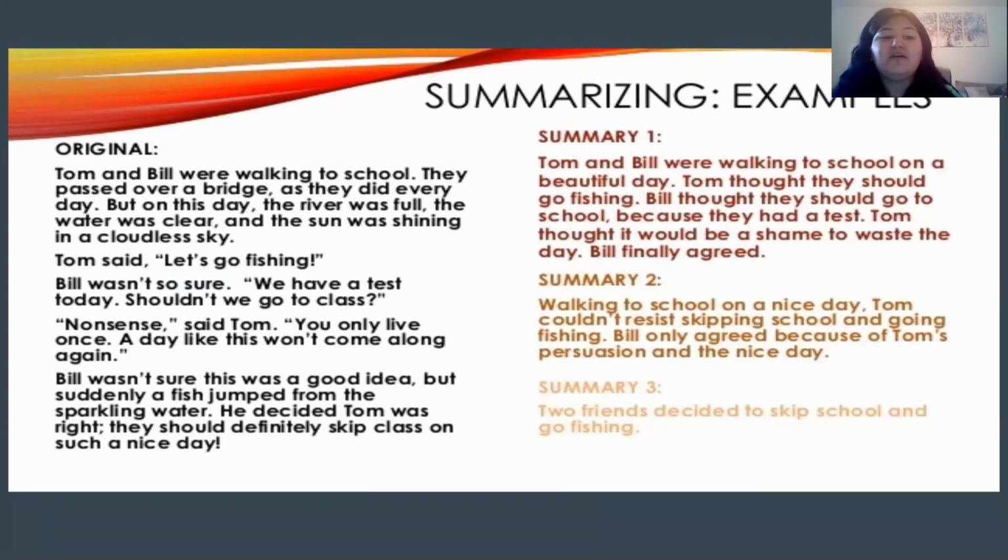Now, Tom and Bill, I don't know what kind of school they go to. I guess they don't care about their education. So don't be a Tom and Bill.